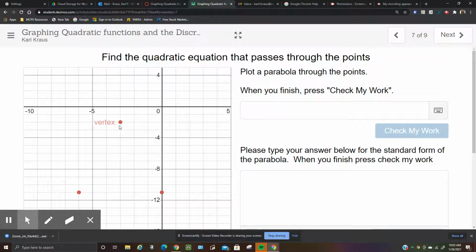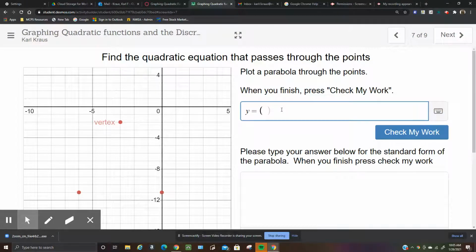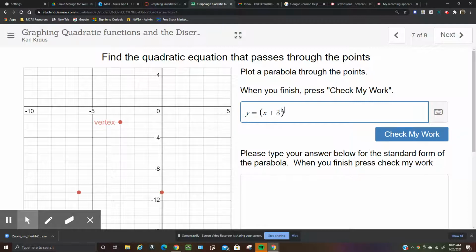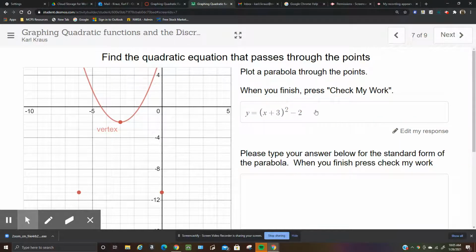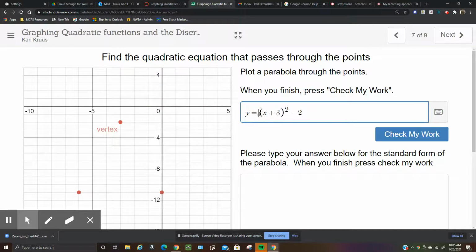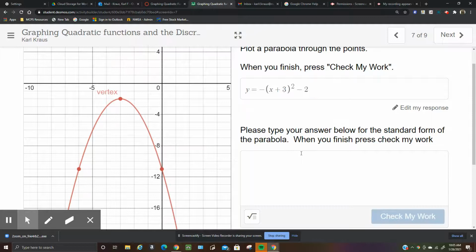Once again, we don't have any x-intercept, so I'm going to use the vertex form here. So the vertex is -3, -2. So x plus 3 squared minus 2. Whoops. It's facing downward, so let's put a negative there. All right, that works.